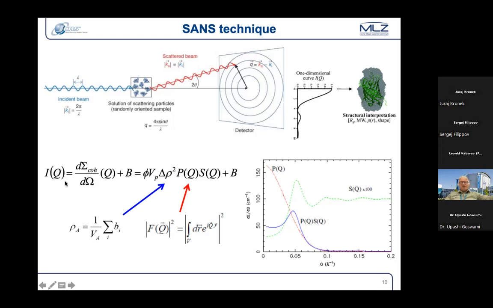So the scattering intensity is characterized by the contrast factor squared, which is the difference in scattering length density between the object of interest and the environment in our sample, by the form factor, which is the characteristic of intraparticle correlation, so it delivers information about size and shape of scattering objects, and the structure factor, interparticle, which characterizes the interparticle correlations between scattering objects.